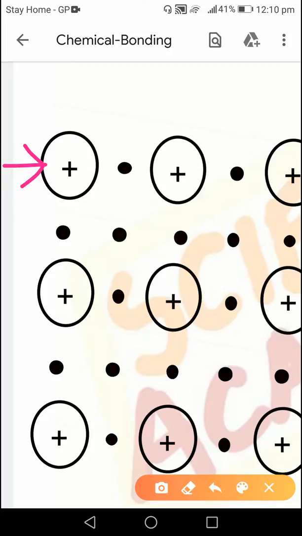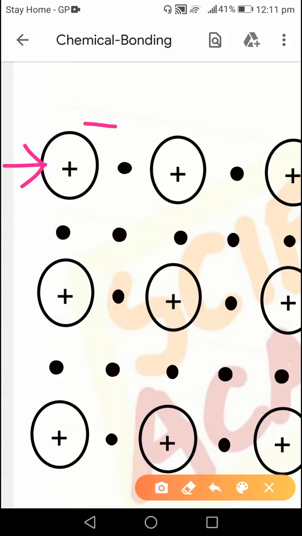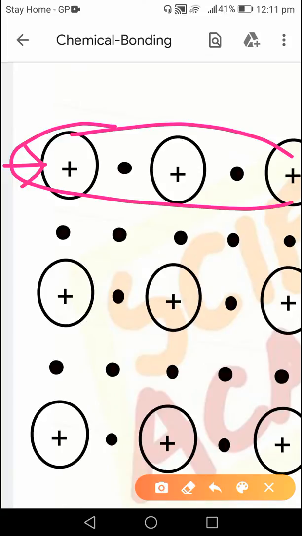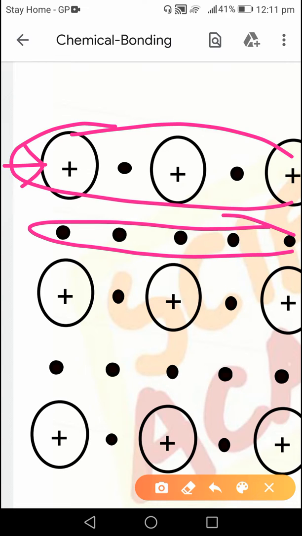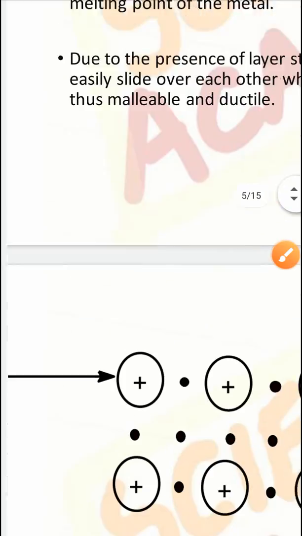But in this case, look, here are all the delocalized electrons. So even if this layer of metal slides, they would still be held in place by the electrostatic attraction of these electrons. Okay, confused? Let's go into the diagram.